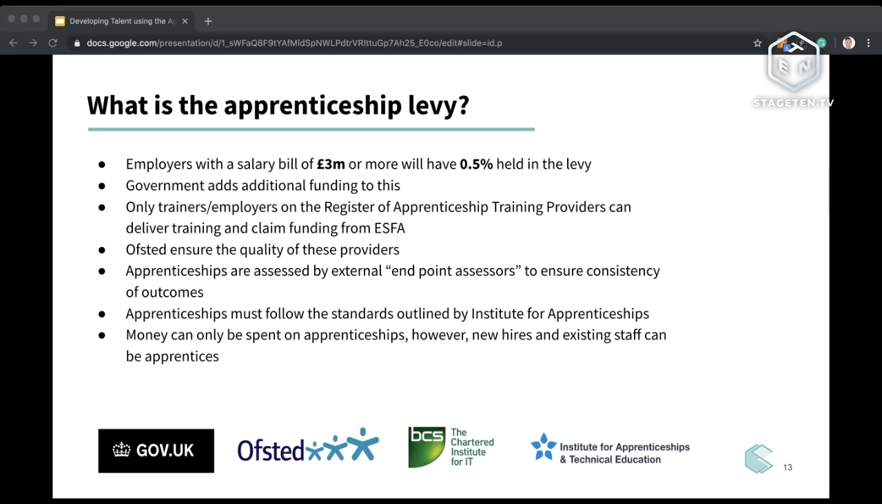Apprenticeships must follow the standards, that list of ingredients, those elements that go into them, outlined by the Institute for Apprenticeships, and money can only be spent on these apprenticeships. However, you do not have to hire new 16-year-olds to your business to have apprentices. You can also consider training existing staff.